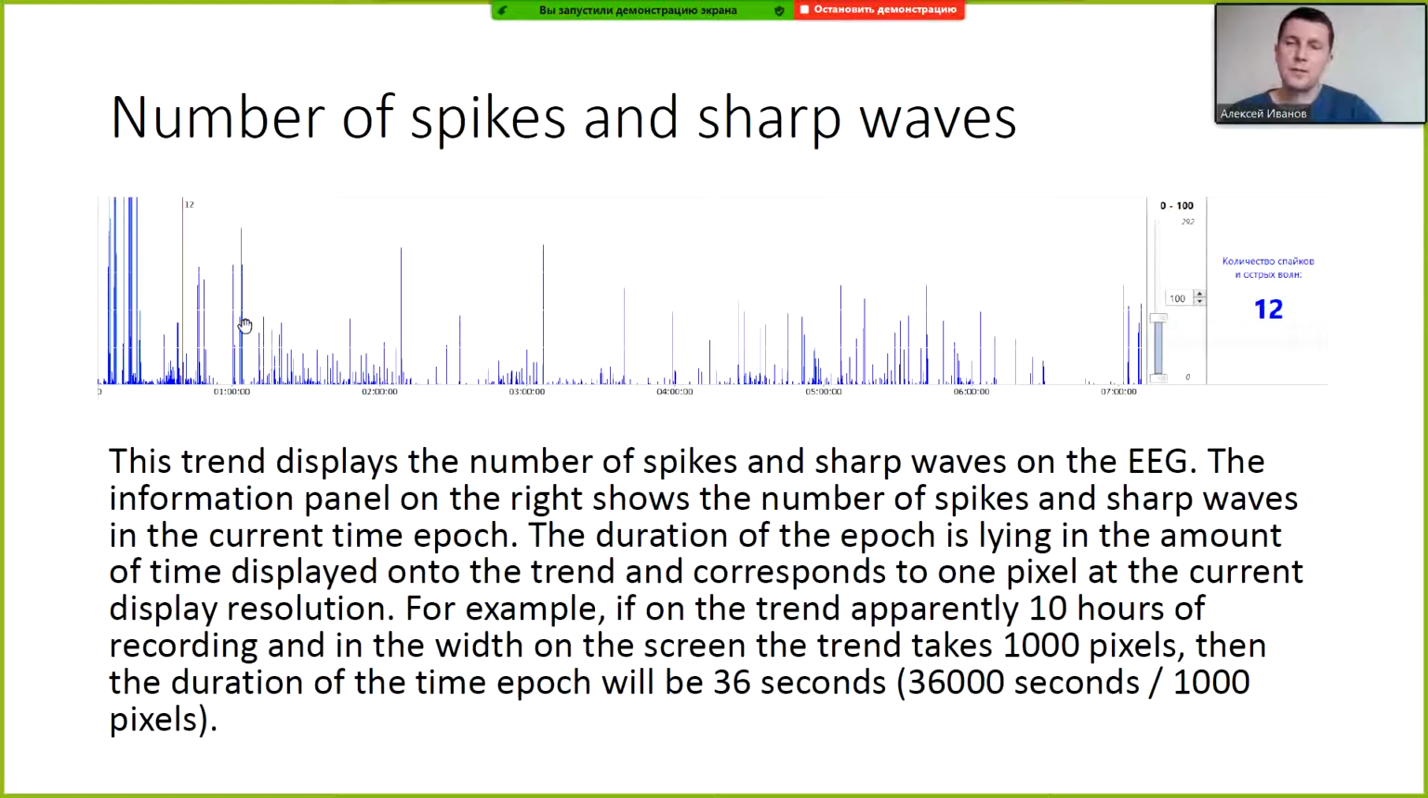The next trend is the number of spikes and sharp waves. The software calculates and searches all spikes and sharp waves, and with the help of this trend we can easily see at what time of our recording we have a lot of spikes and sharp waves. And we can also very quickly navigate between these areas of our examination.